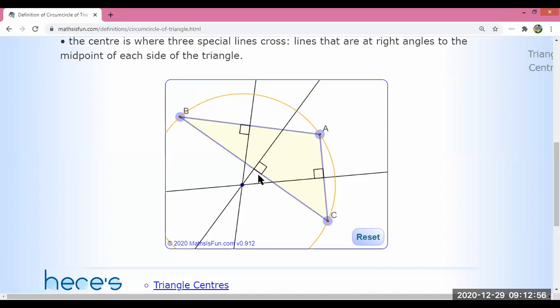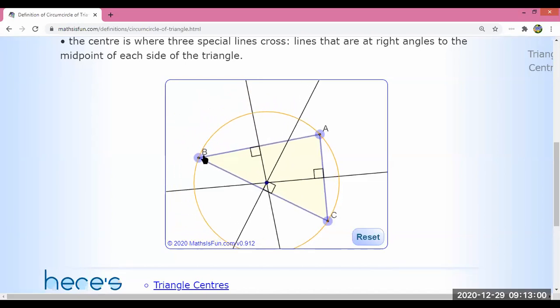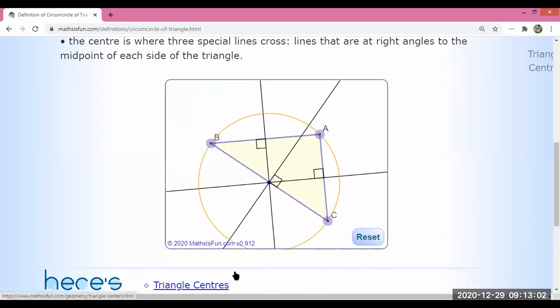Now what if that is a right angle triangle? So I'm going to change this triangle to a right angle triangle. Yes, this is a right angled triangle. So remember, for a right angle triangle, the center will always lie on the hypotenuse. The center will always lie on the hypotenuse.